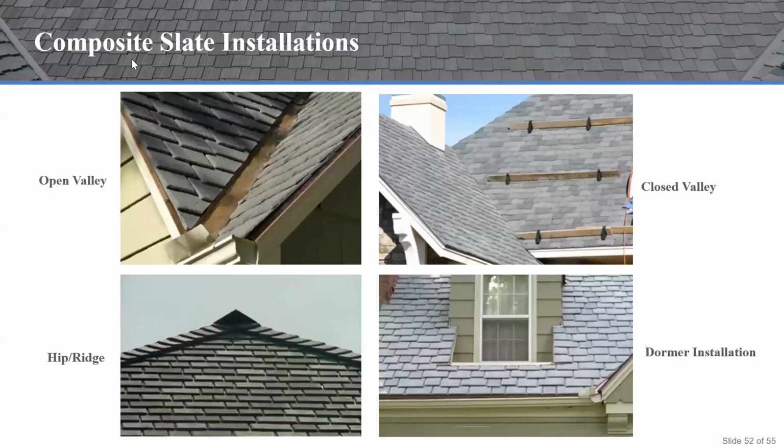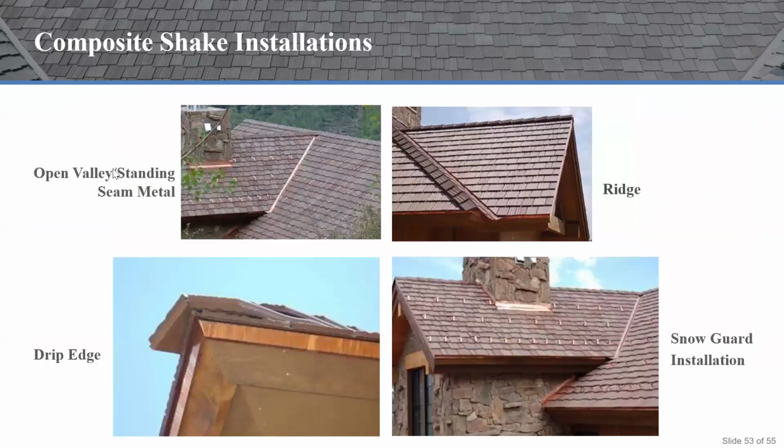Just real quick, some composite slate examples. Here's an example of your open valleys, your hip and ridge details. You can do a closed valley with these products. You do want to make sure that you at least, at a minimum, have a center diverter, a W valley, or a double W valley if you're doing open valleys. Some open valley aesthetics here on shake, ridge detail on shake.